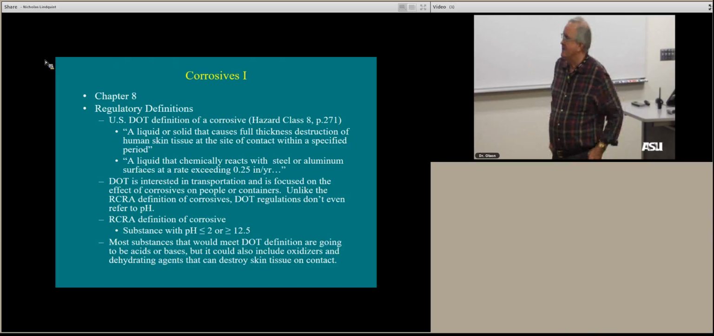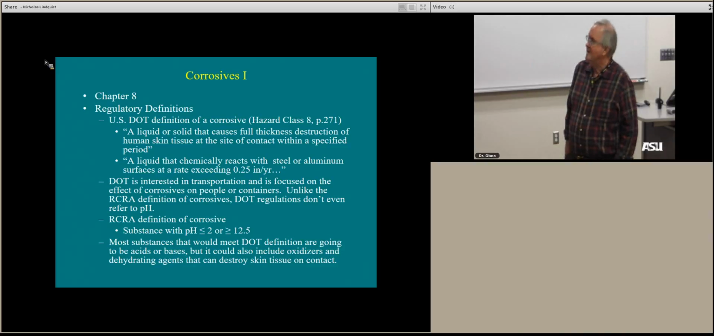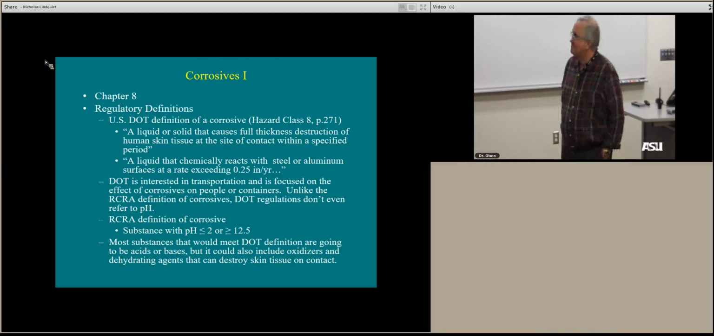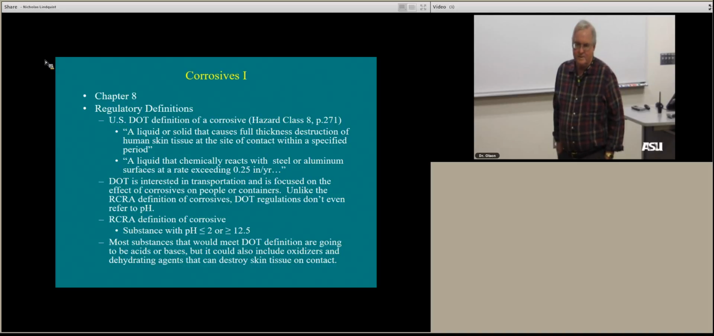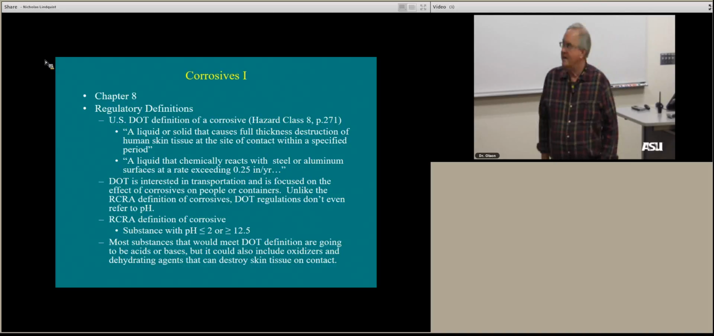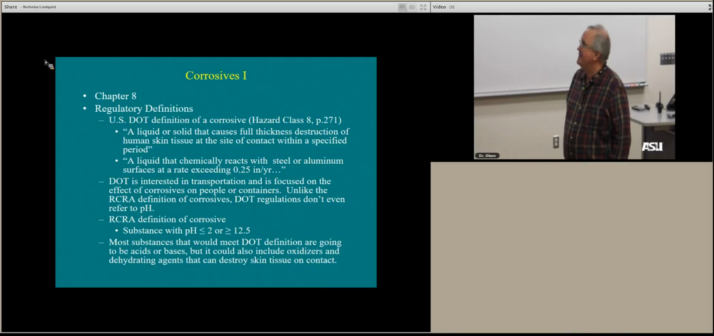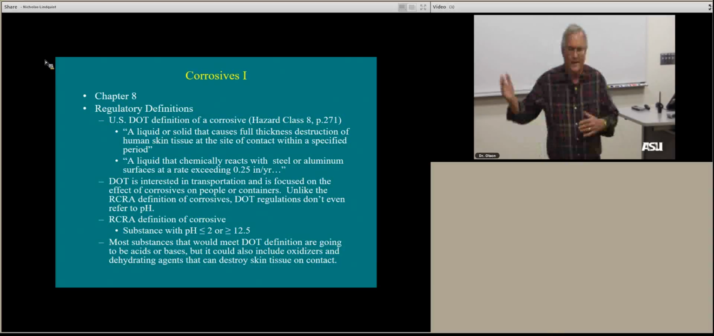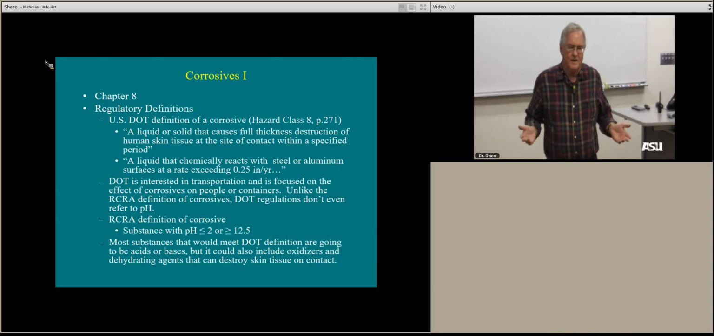So on this slide, we've got two different definitions. One is DOT and one is RCRA, and these are both discussed in your textbook. So notice the DOT definition. A corrosive under DOT is going to be a liquid or solid. Notice that it specifically talks about liquids or solids that cause the full thickness destruction of human skin. So in other words, there's nothing in that DOT definition that mentions pH. It talks about how you can be a hazardous waste because it destroys your skin upon contact.